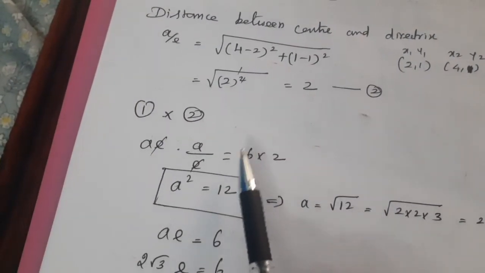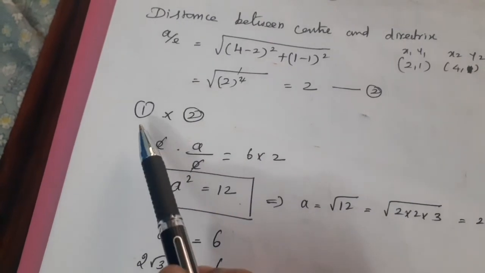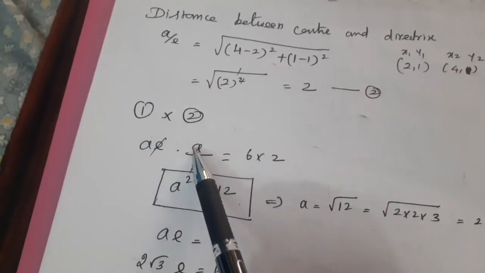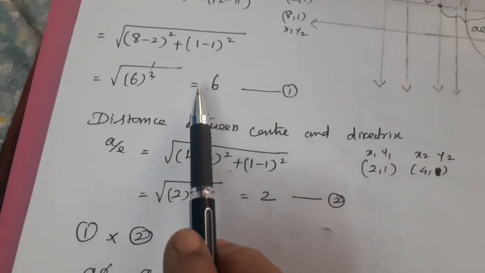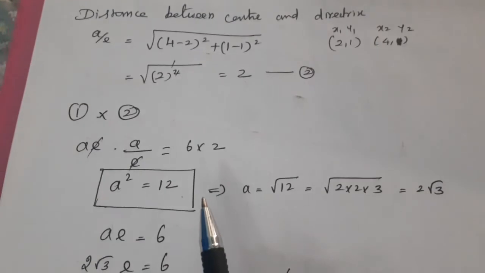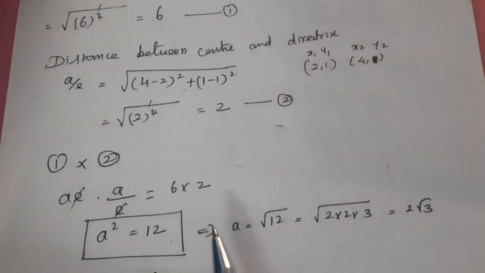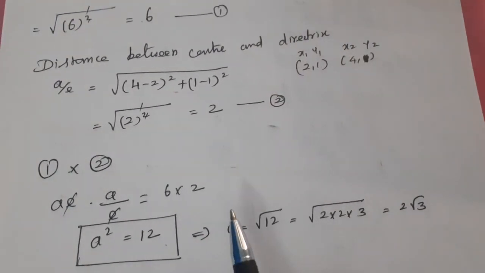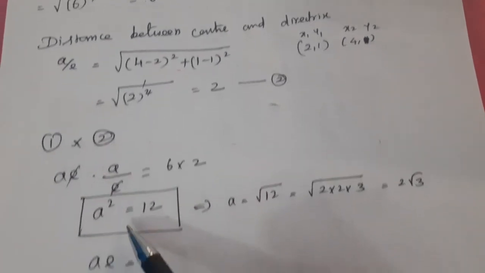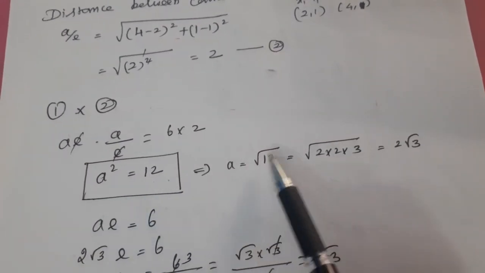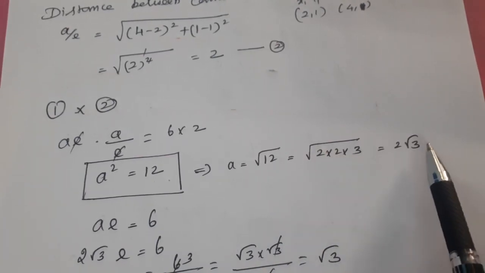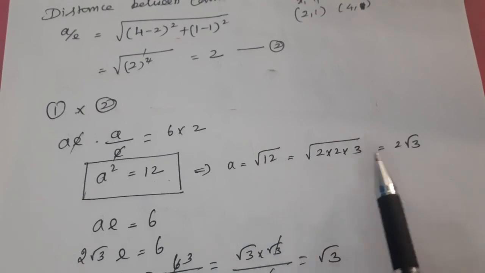Using AE and A by E, we can easily find the A value. So multiply the first and the second equation. AE into A by E equals 6 into 2. E cancels, we get A square equals 12. So A equals root 12. Root 12 is 2 into 2 into 3, take out the 2, so 2 root 3. Therefore we find the A value.